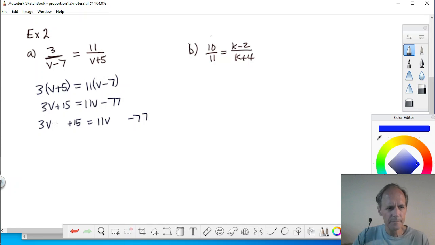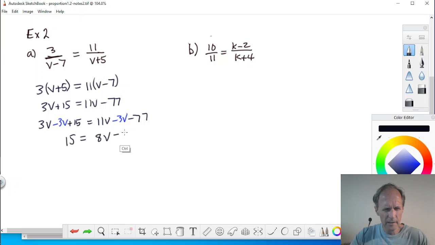So minus 3v over here, minus 3v here. Okay. So 3v minus 3v, 0. It leaves only 15 on the left. On the right, 11v minus 3v, that's 8v. Minus 77.